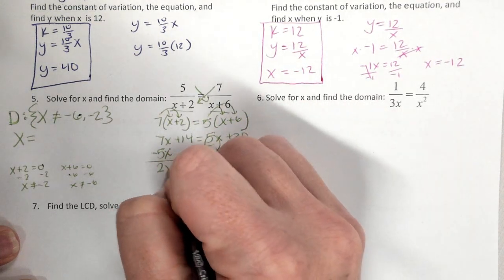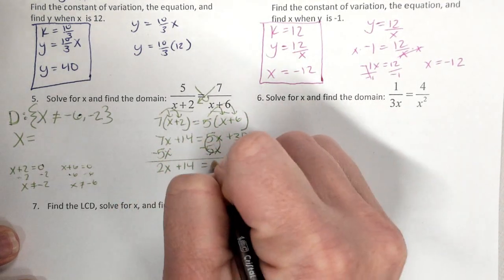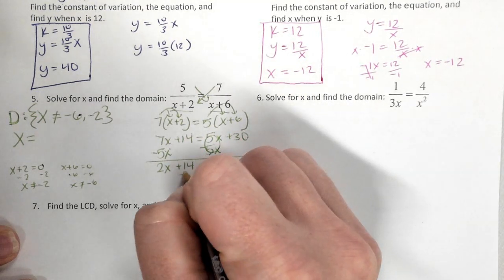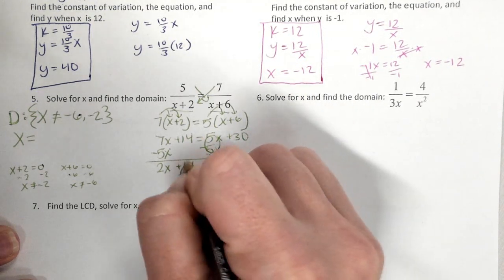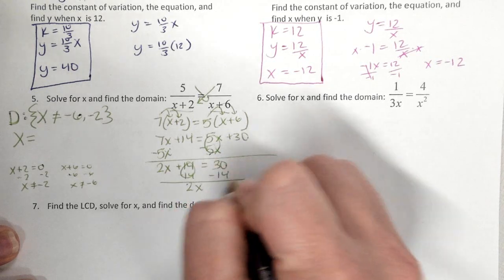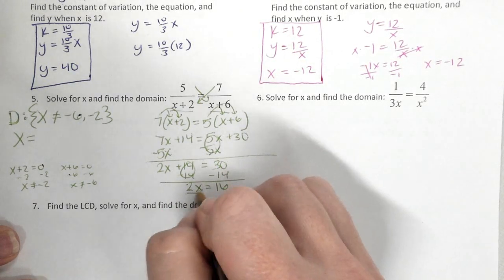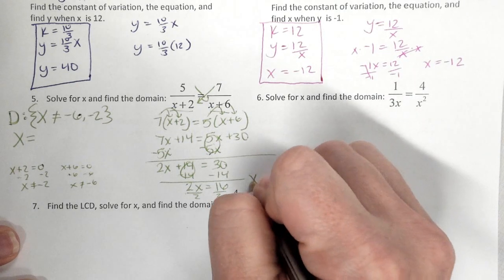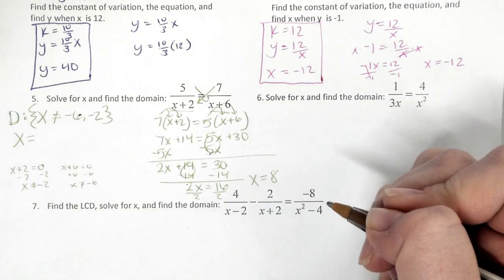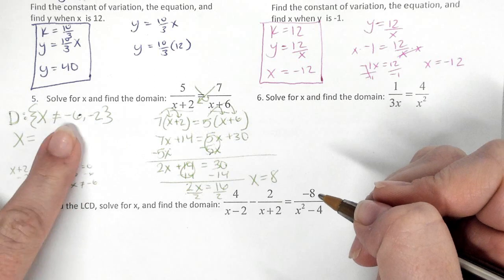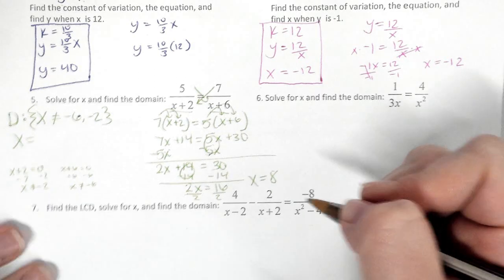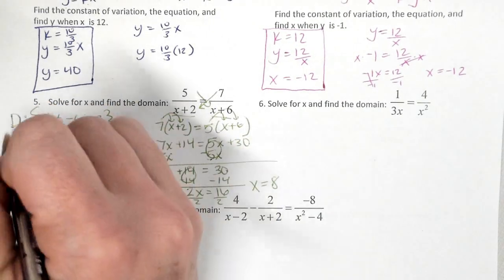And I get 2x plus 14 equals 30. Now I'm going to do minus 14 minus 14. And I have 2x equals, what is that, 16? Yeah. Divide by 2, and I get x equals 8. Well, I said that x cannot equal negative 6 and negative 2. It didn't. So x equals 8, and there's my answer.